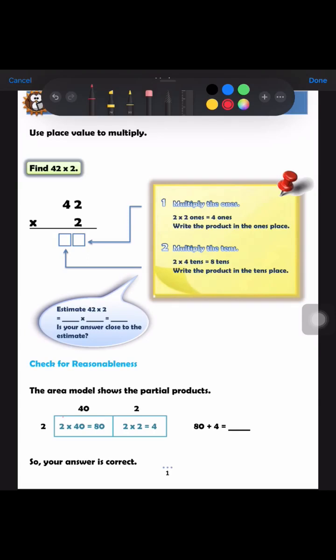Hi kids! Now we are on page 1 and we are going to use place value to multiply. So we need to find 42 times 2. So take a look at the memo.